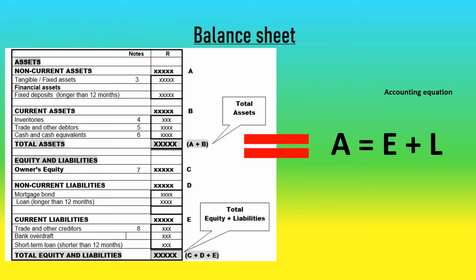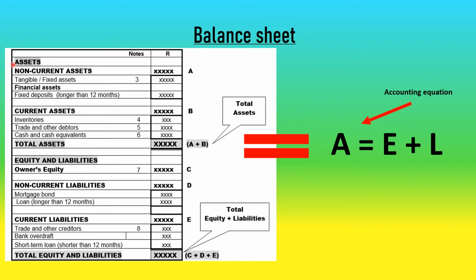So here's a generic example of a balance sheet format. I just want to show you quickly. Here you have your non-current assets, which you can see are your fixed deposits longer than 12 months, your fixed assets, and your current assets, which are your inventory, trade receivables, cash and cash equivalents. And you've got your equity and liabilities here, and then you've got your non-current loan. So just to remind you that the balance sheet is a reflection of your accounting equation.